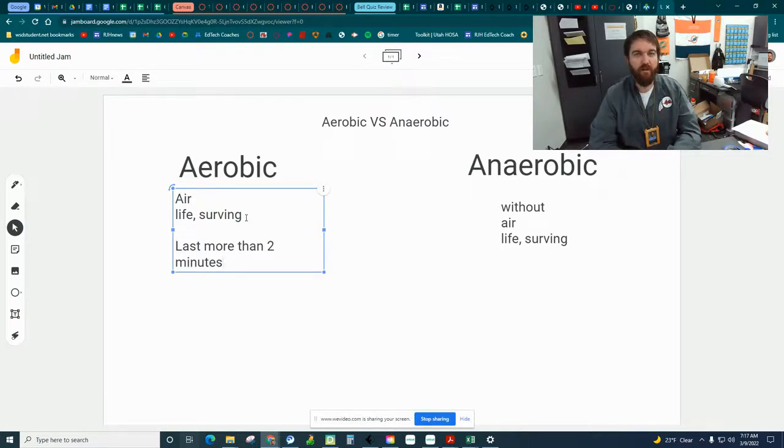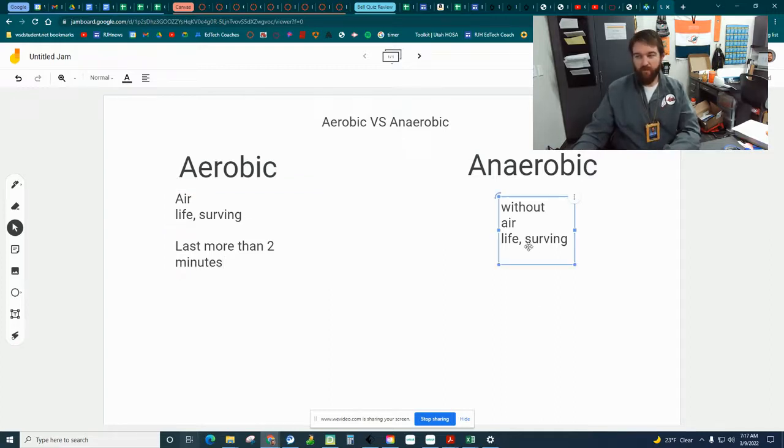Some exercises that might be considered aerobic would be doing cardio workouts. If you go for jogs for a while, or you're keeping your heart rate up for more than 2 minutes and you're breathing heavily, that would be considered aerobic. A lot of exercises that we do involve aerobic.